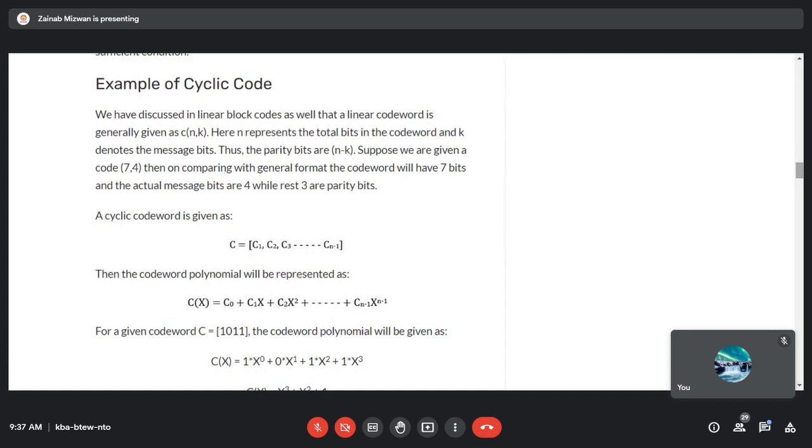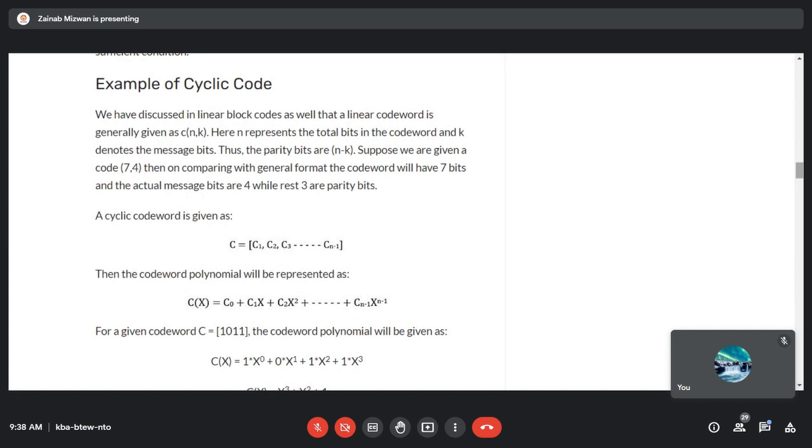From that generator polynomial, we are going to generate the code word, because what is the function of the generator? The generator is used for generating the code word. So in the linear block code we use a generator matrix for generating a code word, and in the cyclic code we use a generator polynomial for generating a code word.